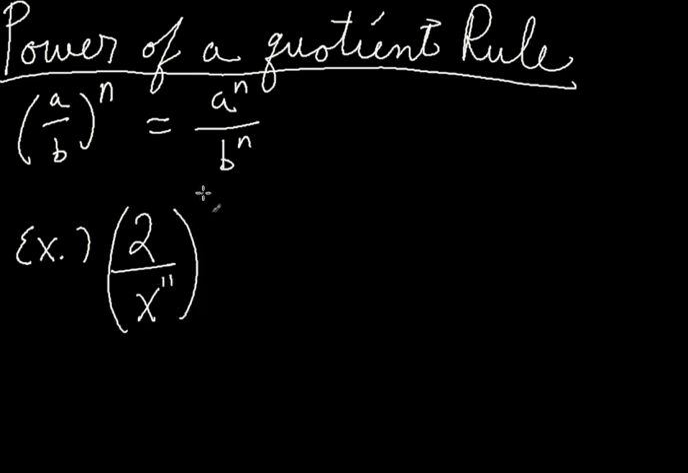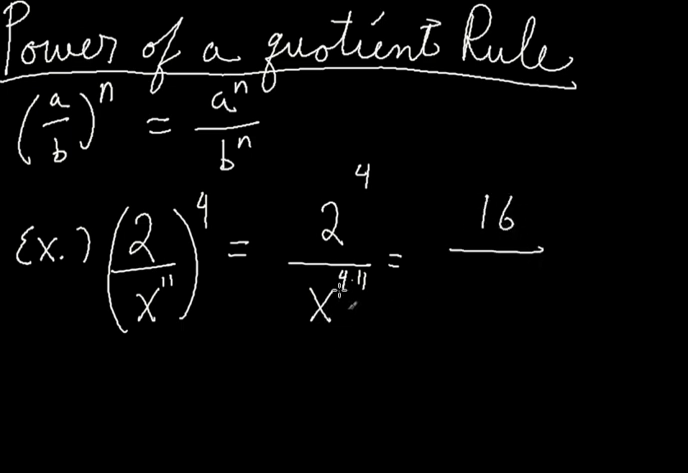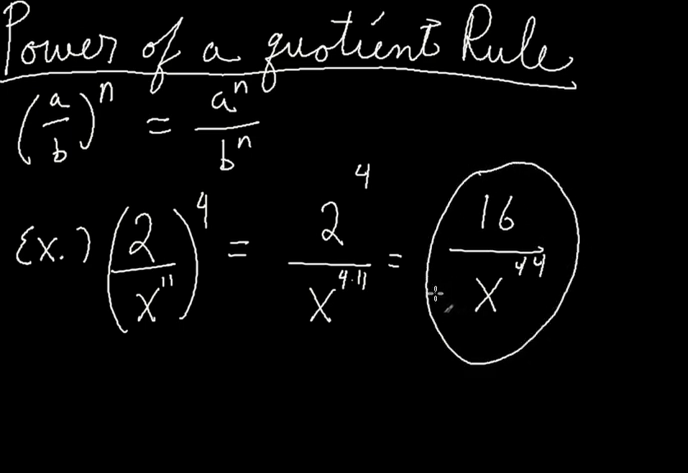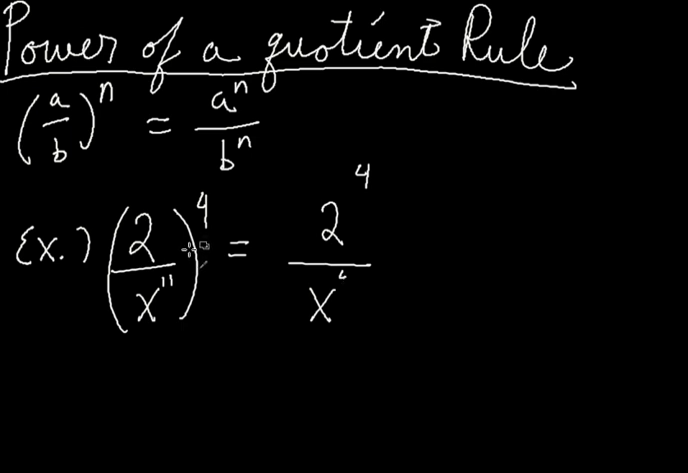And let's say that is to the 4th. So you would have 2 to the 4th, and then x to the 4 times 11, and to the 4th. So that would be 16, and x to the 4 times 11, that would be x to the 44th. And we have positive exponents, and there's no variable in the numerator, so this would be the final answer. Okay? So basically I'm saying that you can just distribute the exponent for both division and multiplication.